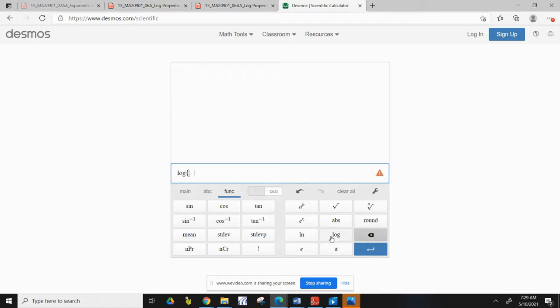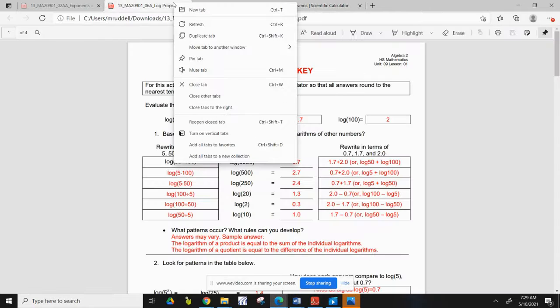This is log. Your first one is log 5, which rounded to the nearest tenth is 0.7. Then you have one that is log 50. It's going to round to 1.7. And then you have log 100, which is 2.